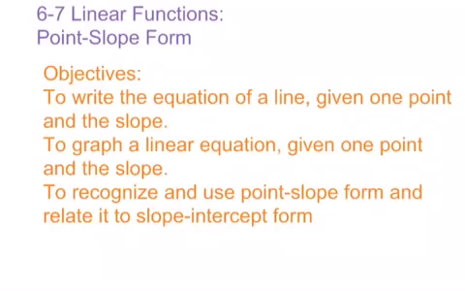So this will be our third type of form talking about linear equations, linear functions, and it'll be our last as well. Okay, the objectives here: to write the equation of a line given 1 point and the slope, to graph a linear equation given 1 point and the slope, then to recognize and use point slope form and relate it back to slope-intercept form as well as standard form.